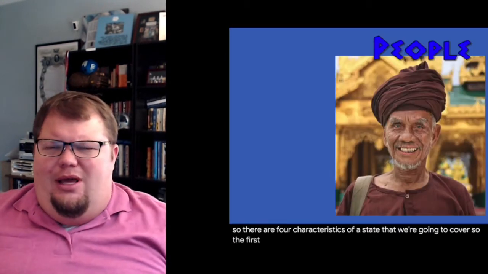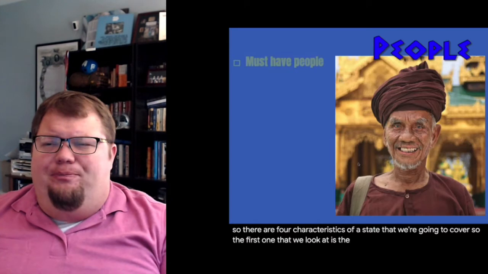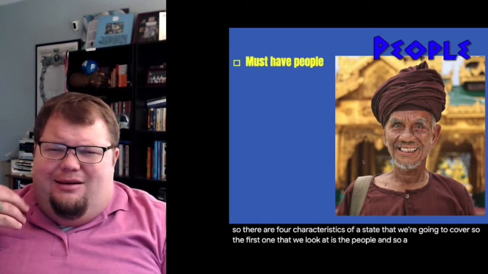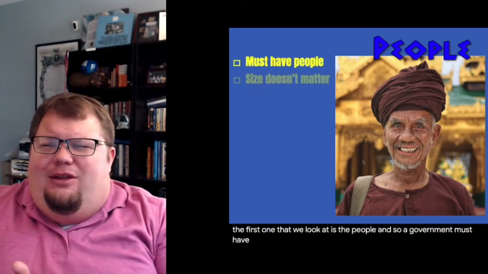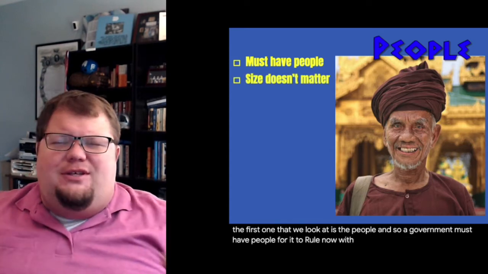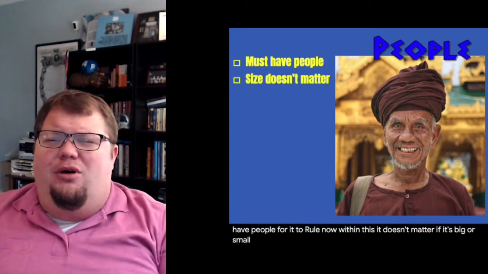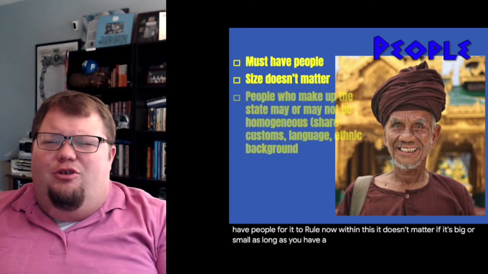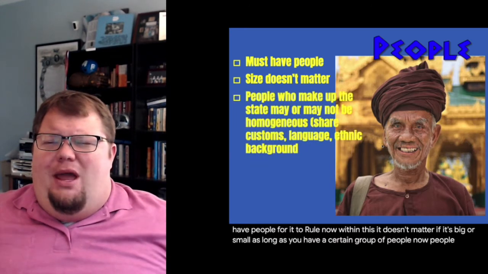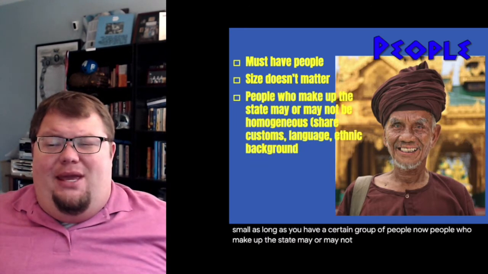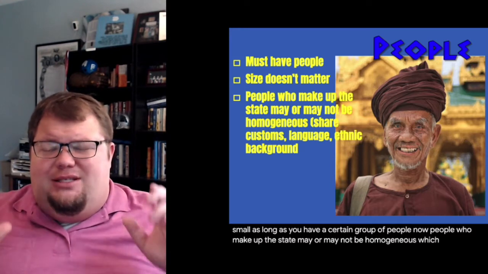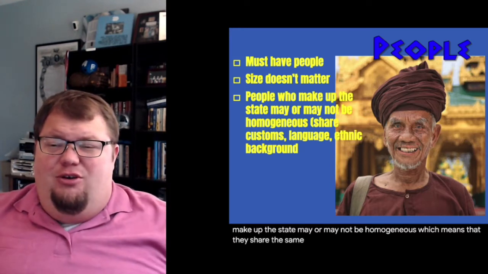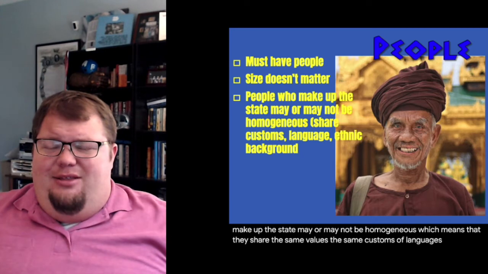So the first one that we look at is the people. And so a government must have people for it to rule. Now, within this, it doesn't matter if it's big or small, as long as you have a certain group of people. Now, people who make up the state may or may not be homogeneous, which means that they share the same values, the same customs, languages, and ethnic backgrounds.